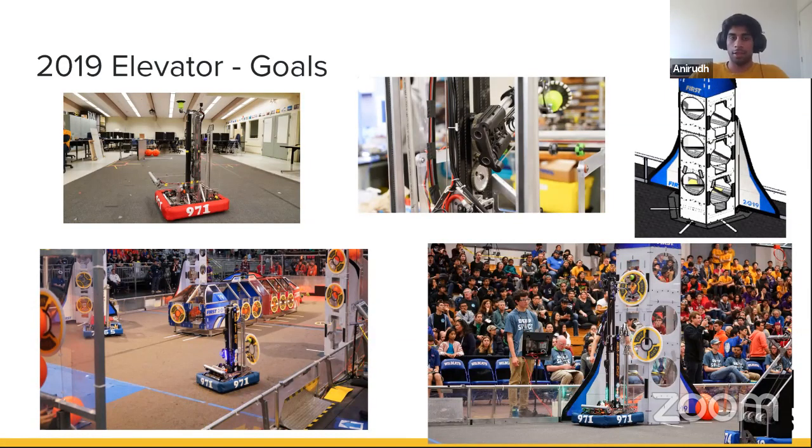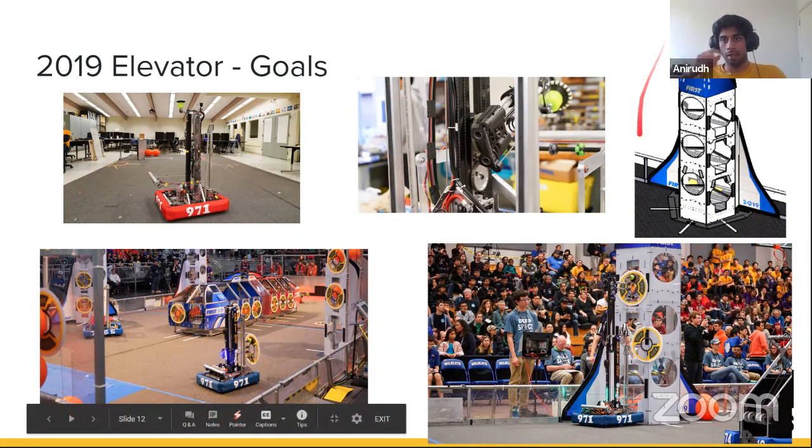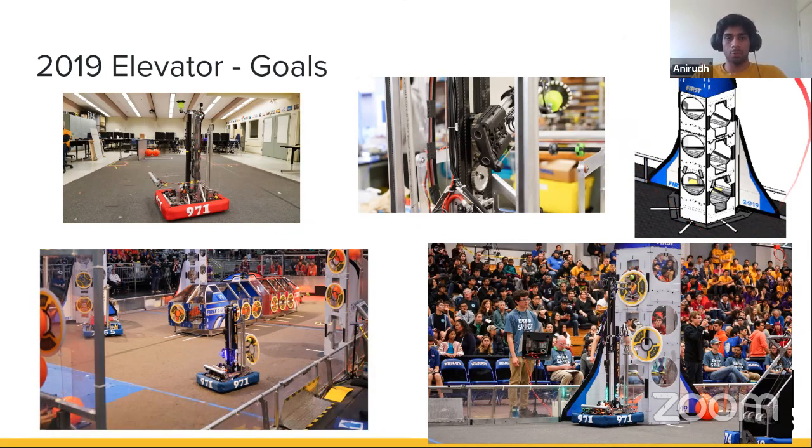Yeah, so this game had two big pieces. There's the cargo ship, which you can see in the bottom left, which is in the center of the field. And at the top right, you can see the rocket, which is on either side of your aligned side in the game, which had 3 levels you can score on. In order to get an additional RP, you could either climb or you could fill up one rocket with 6 hatch panels and 6 balls. You could do both and win the match and get 4 RP.